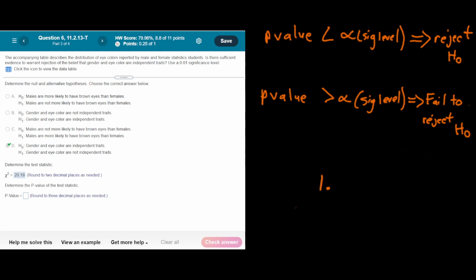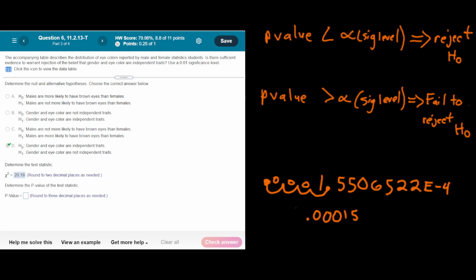Okay, so we have 1.5506522 e minus 4. We're going to move 4 places to your left. So 1, 2, 3, 4. We're going to put zeros in here. And so we really have 0.00015506522. And now they want you to round to 3 decimal places. So we're going to round here. We glance over here and darn it, it's a 0 again because 1 is less than 5. So we're not going to add 1 to it. We're going to keep it as a 0.